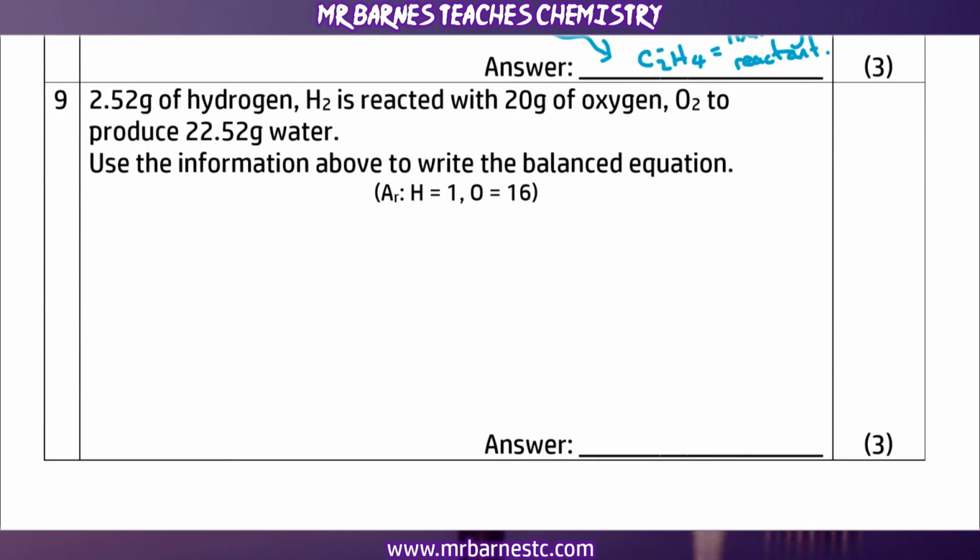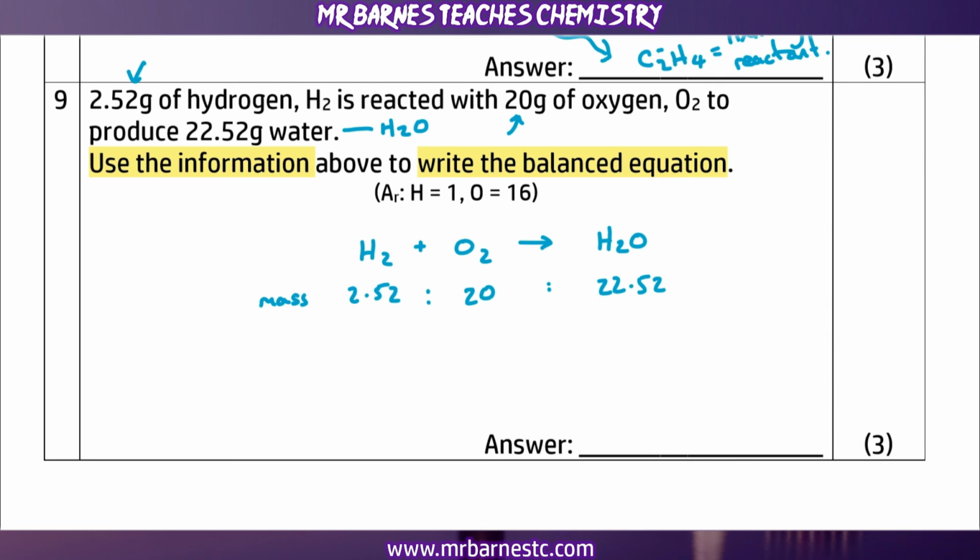And then final question, 2.52 grams of hydrogen, H2, is reacted with 20 grams of oxygen, O2, to produce 22.52 grams of water. Use the information to write the balanced equation. So remember, you can't get any marks just for balancing the equation, you have to do it through a calculation here. So start by writing the unbalanced equation. H2 plus O2 goes to H2O. Put the masses in that it tells us, and then work out the relative formula mass again.